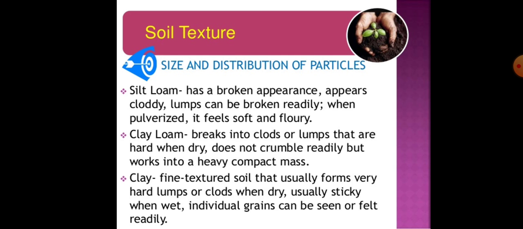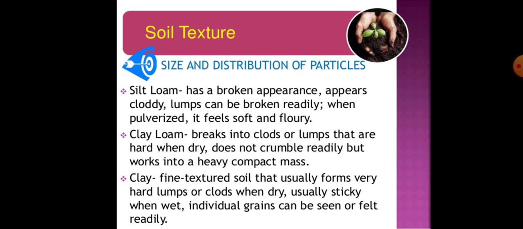The next property is soil texture, size and distribution of particles: silt loam, clay loam and clay. Firstly, silt loam has a broken appearance, appears cloudy, lumps can be broken readily. When pulverized it feels soft and floury. This is the soil texture of silt loam. Then clay loam soil breaks into clods or lumps that are hard when dry, does not crumble readily but works into a heavy compact mass. This is the soil texture of clay loam soil.